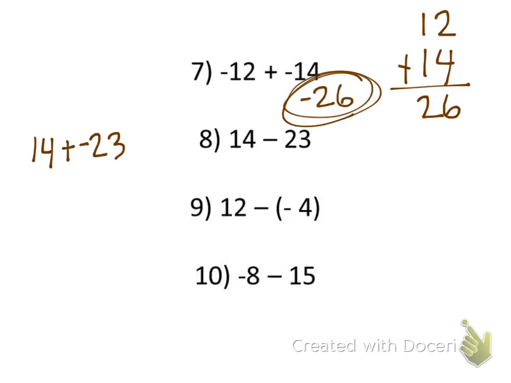It's like standing on a 14-foot pile of dirt and digging down 23 feet. You're going to end up way down in the earth, okay? Or if you have $14 and you owe $23, you're like, oh, I'm in the hole. I'm in the red, okay? So this is going to be a negative. We just have to figure out what negative it is. How am I going to do that?